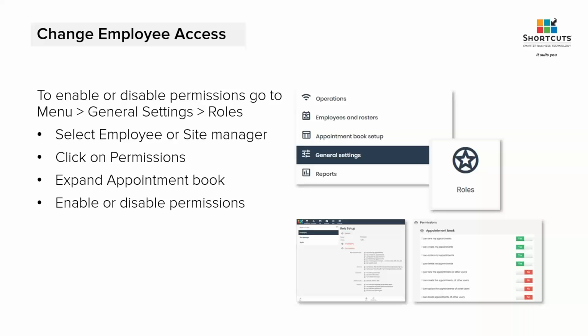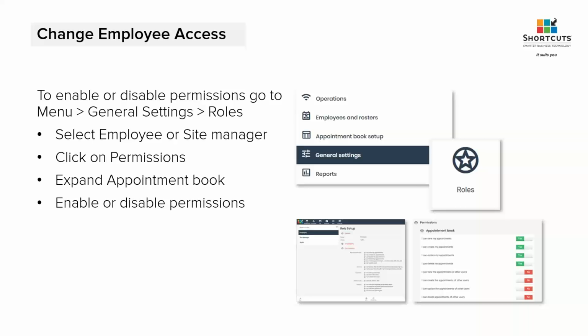But now let's say, okay, well, what exactly can an employee see and do? Or what happens if I want to change what they can see and do? So you do have that ability. So you can change the employee access by going to the menu and into your general settings. And there's a button for roles. Again, that sheriff's badge. Once you're in roles, Shortcuts will show you, okay, these are your existing roles. Which one do you want to change?